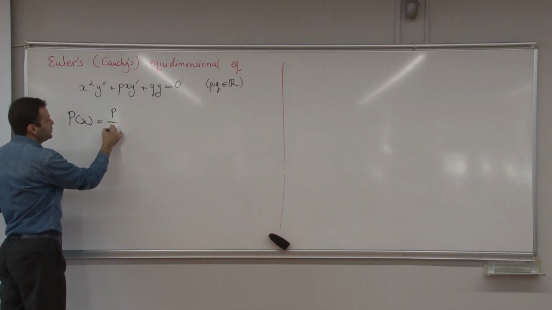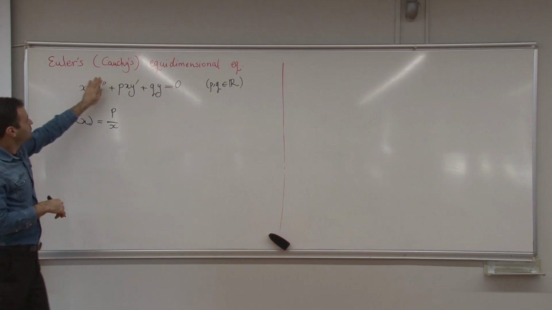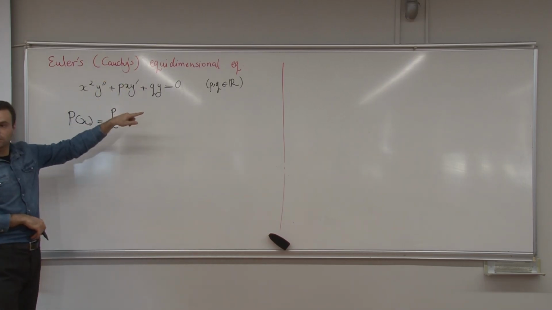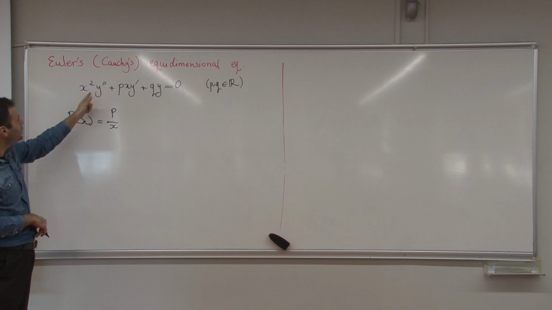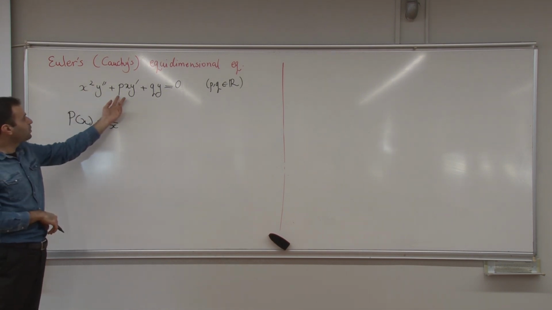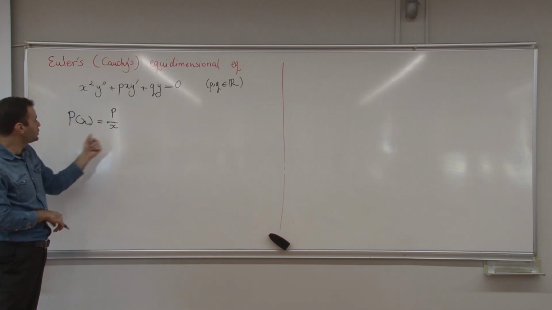P(x) is p divided by x. Write everything with x to the power of 2, so this is in the normal form, which means that y double prime's coefficient is equal to 1. What is then our p of x? P divided by x to the power of 2, which is this one.